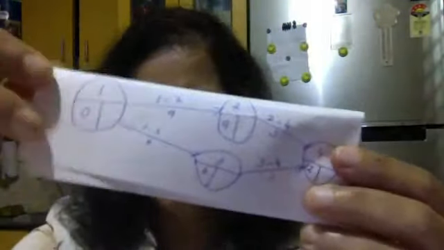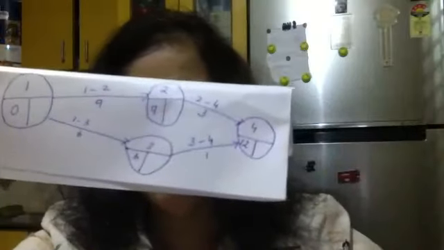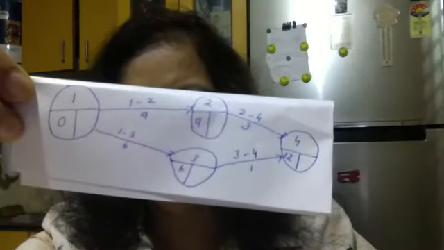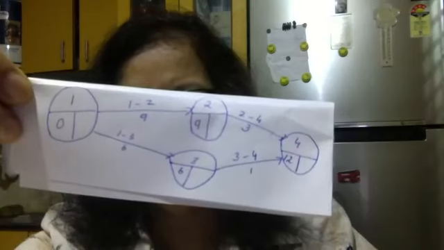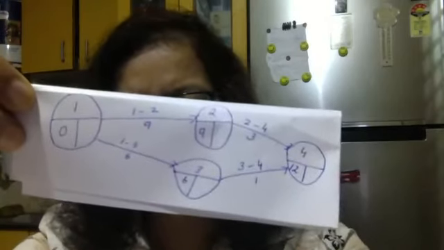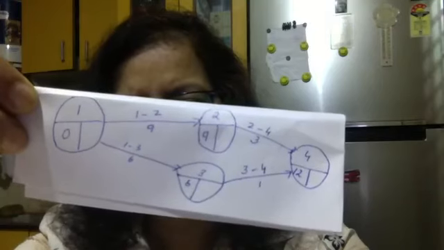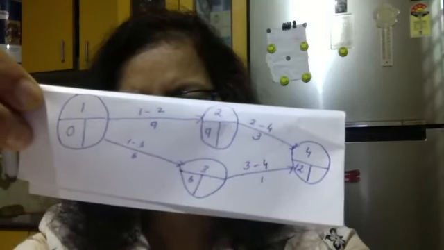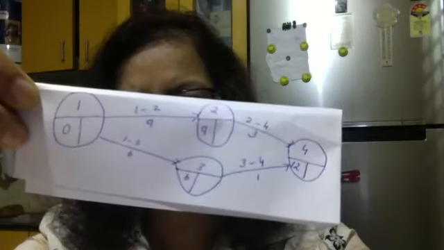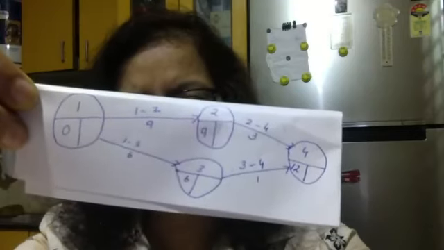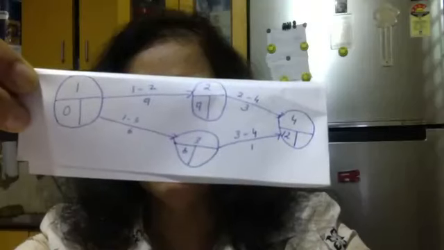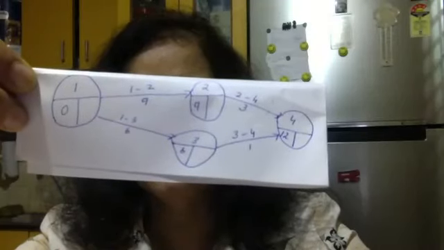See, all of you see again, I have gone from 1 to 2. 1 to 2 was 9. So I put 9 there in the lower left column. Then I went from 2 to 4. 2 to 4 was 3. So in the 4 below left column, what I did is 9 plus 3 is equal to 12.